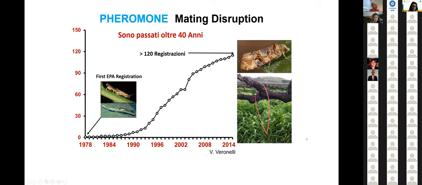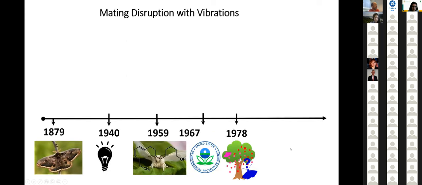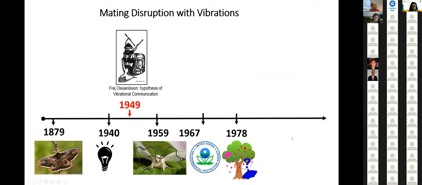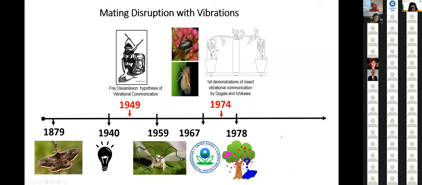But when we talk about vibrational signals, and we put the same timeline, we see that the first hypothesis of vibrational communication is in 1949, so basically 70 years later. And the first demonstration that vibrational communication exists was in 1974, when chemical ecology was already making its first application in the field. So there is a big gap.